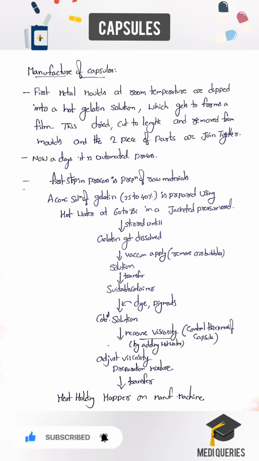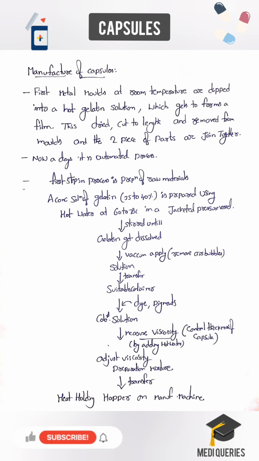In the manufacturing process, the first step is the preparation of your raw materials. Here a concentrated solution of gelatin, 35 to 40% according to IP, is prepared using hot water at 60 to 70 degrees centigrade in a jacketed pressure vessel. So prepare a solution of gelatin like this. After this, stir the solution until the gelatin gets dissolved. After that, a vacuum is applied in order to remove any air bubbles present in the solution.